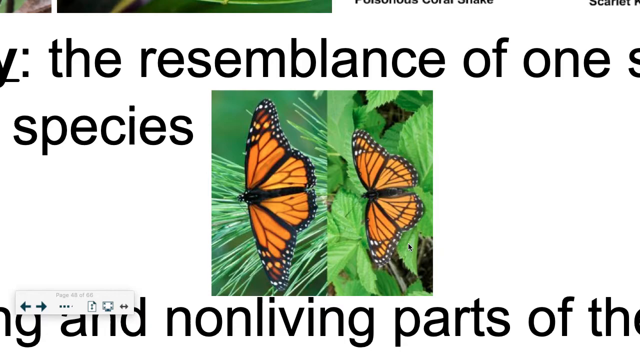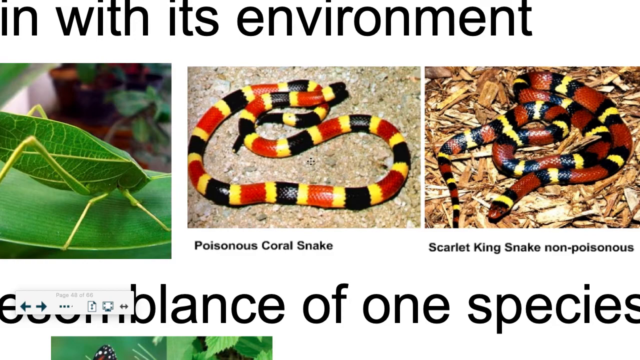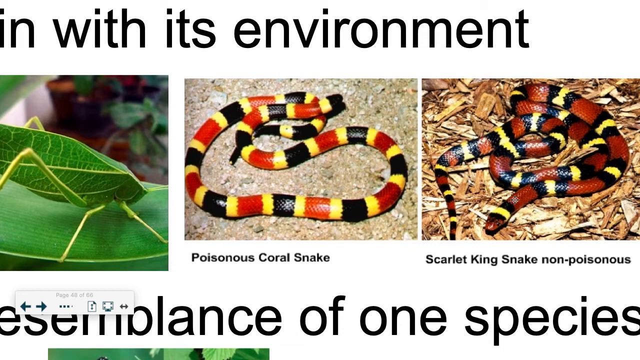Okay, so going back to the snake. Here we have a poisonous coral snake, and over here we have a scarlet king snake that is non-poisonous. You can see it's trying to mimic the colors of the coral snake, but it's not exact. It's not perfect. There's a saying that goes something like, red touches yellow, kill a fellow. Red touches black, safe for Jack. So here, red touches black, doesn't touch yellow, so red touches black, safe for Jack. This is not poisonous. Over here, red touches yellow, kill a fellow. So he's dangerous.